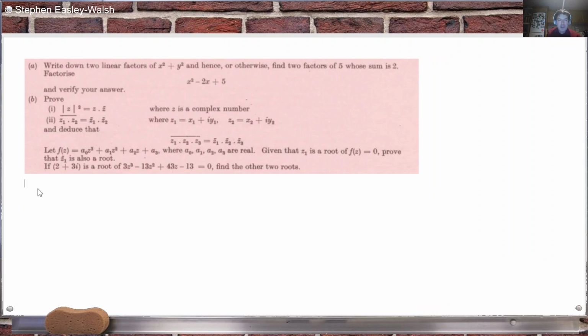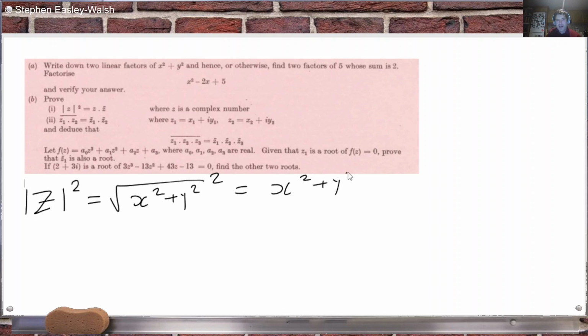Prove. Okay, so the modulus of z is equal to... oh, sorry, no, modulus of z. I'm looking at this right-hand side. So the modulus of z is the square root of x squared plus y squared. So the modulus squared is just x squared plus y squared.